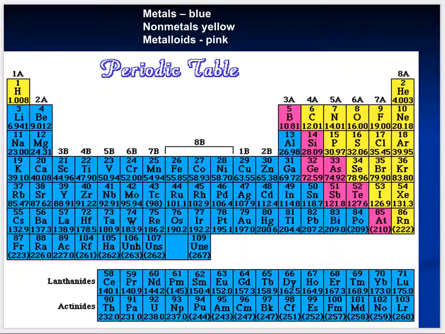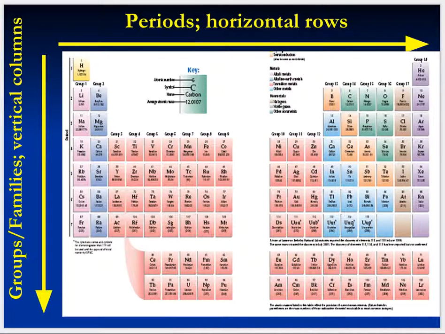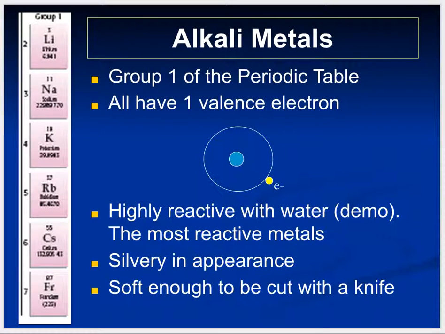We're going to go back now and look at the periods and the rows, and we're going to look a little bit specifically at each of these groups of elements. They all react similarly and they all have names. So let's look at group 1 elements. So we're looking specifically at lithium, sodium, potassium, group 1 here. These are called the alkali metals.